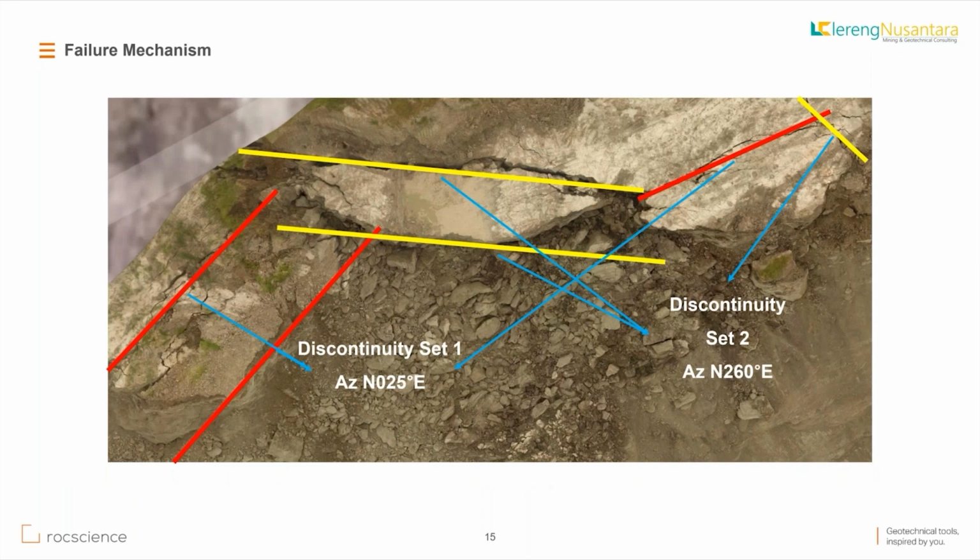And this is from the bird's-eye perspective. You can see we encountered a lot of discontinuities, which are divided into two different orientations. The red lines are the first set of discontinuities, and they have an orientation of north 25 degrees, while the yellow lines are the second set of discontinuities, and they are oriented relatively at north 260 degrees. And as you can see, they widely intersect. Next.